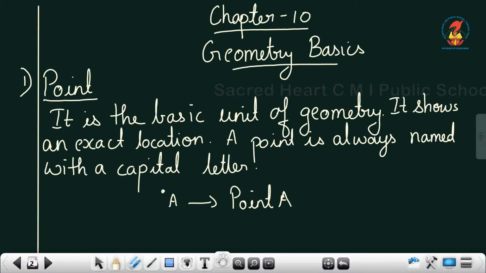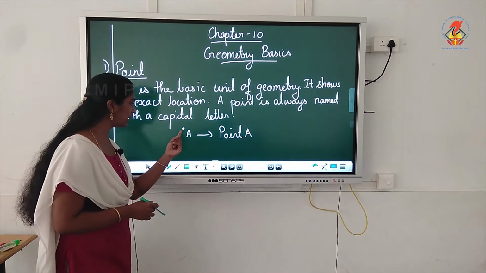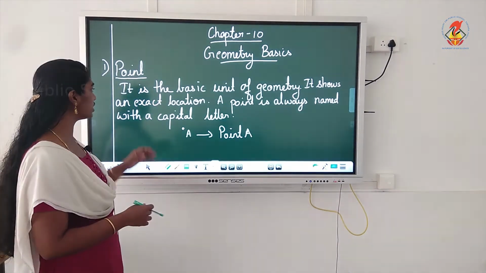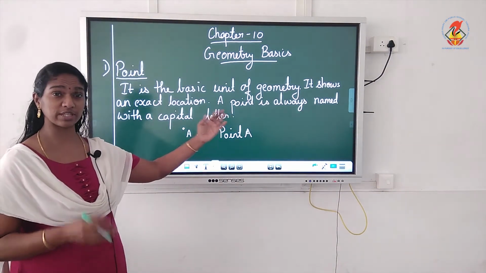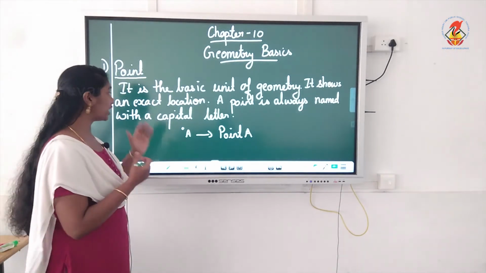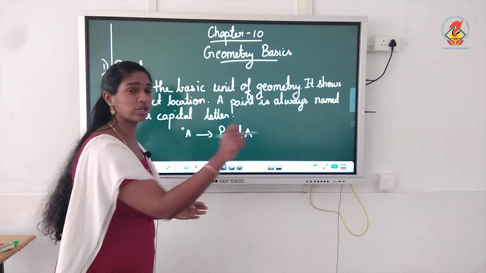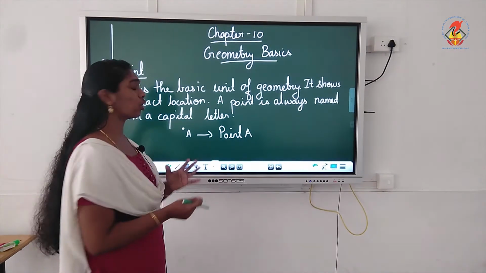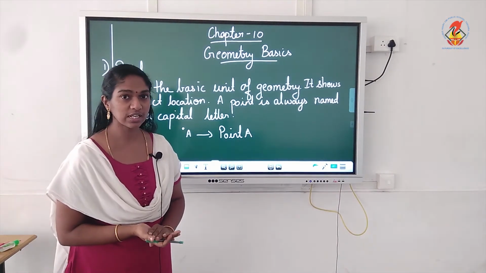A point is always named with a capital letter. See, this is a point. It is always named with a capital letter. So, what is a point? It is a basic unit of geometry, the basic thing we are studying. It shows an exact location, and a point is always named with a capital letter.